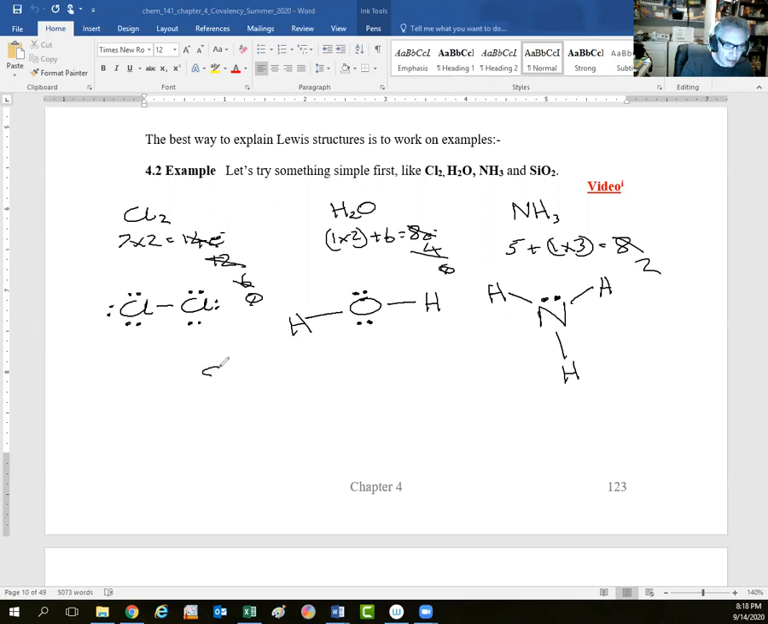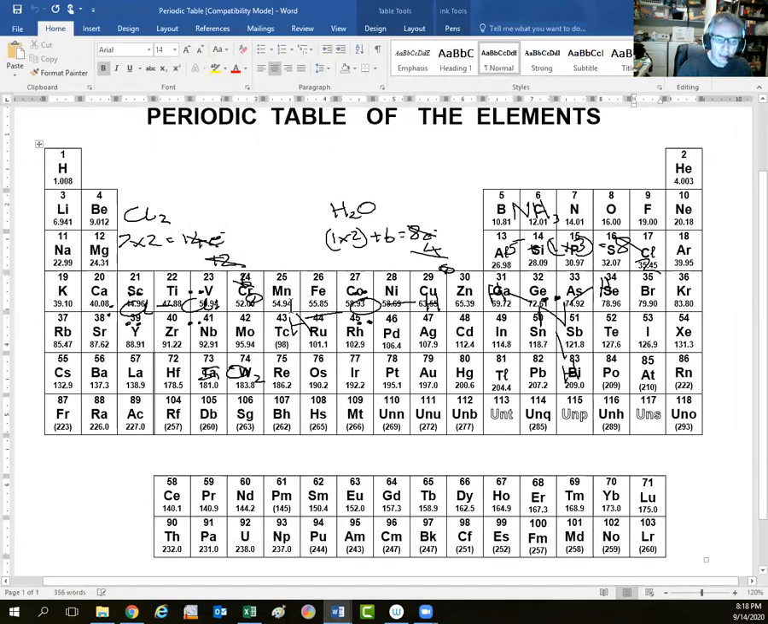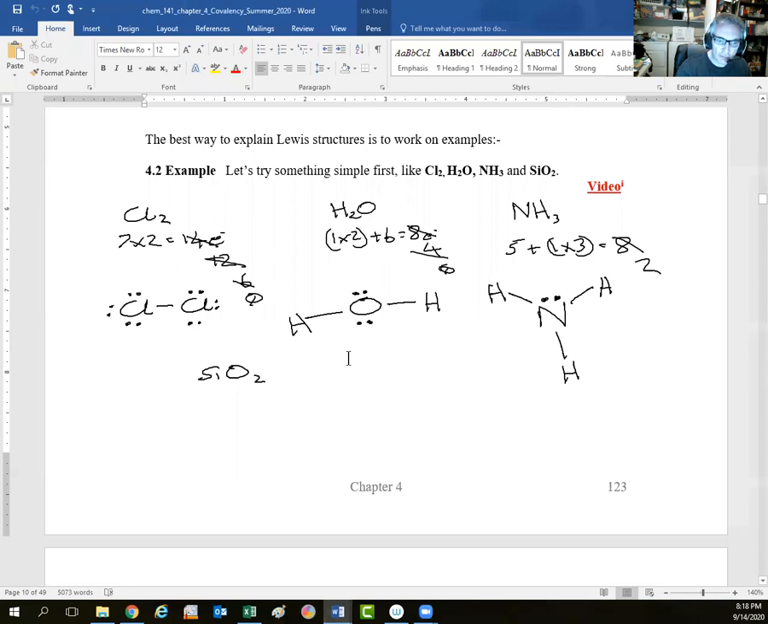Let's see, finally silicon dioxide, which I can draw down below. Again, that electron count as we look at a periodic table. Silicon, element 14, so 1, 2, 3, 4 boxes to reach it. Oxygen, of course, 1, 2, 3, 4, 5, 6. So 4 electrons for silicon, 6 electrons for oxygen. That gives us a grand total of 16 electrons.